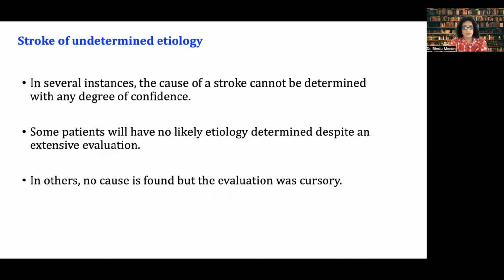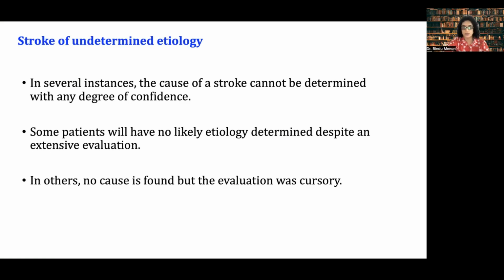Now comes the last one, the stroke of undetermined etiology. In several instances, the cause of a stroke cannot be determined with any degree of confidence. We couldn't find out. We had a 20% carotid stenosis, and there was a suggestion of atrial flutter, and then the patient had a lacune. So we're not sure where to keep this patient. Some patients will have no likely etiology determined despite an extensive evaluation.